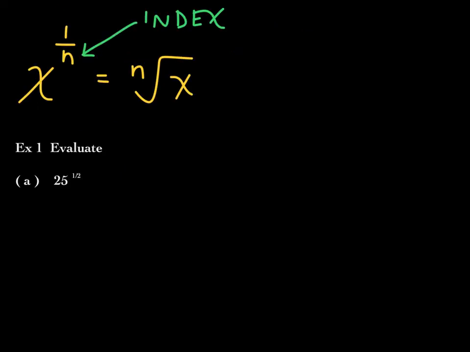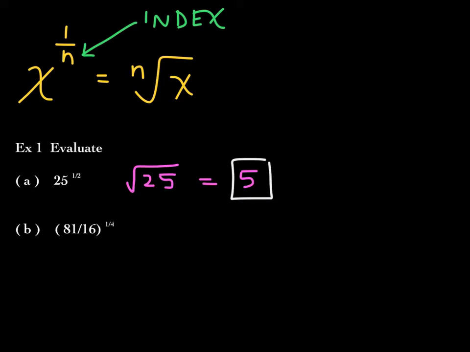So look at this first example. Evaluate 25 raised to the power of 1/2. Well, remember that the denominator of your fractional exponent represents the index in radical notation. Therefore, your index is 2, which means we're talking about a square root here. So 25 raised to the 1/2 power just means the principal square root of 25, which is 5. So the answer is 5.